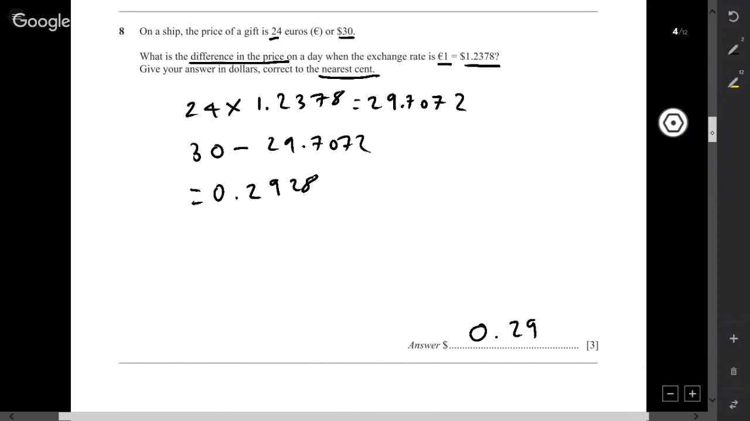So 24 times this, which is dollars, tells us that the gift is going to cost $29.7072 on this specific day. So then we want to find the difference between this day and the original day of $30. So we're just going to do 30 minus 29.7072. That gives us $0.298. And to the nearest cent, that is 0.29.